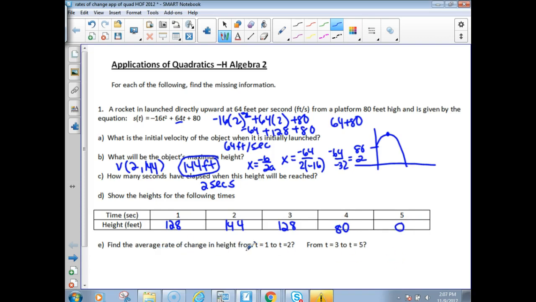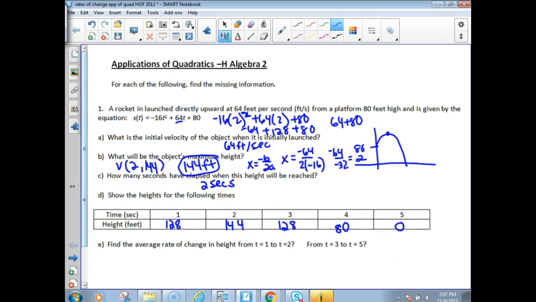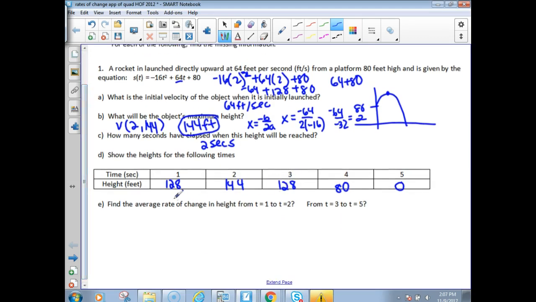Okay, find the average rate of change in height. This is what's new right here. None of the rest had been new. The average rate of change in height from 1 to 2. All right, that would be y2 minus y1 over x2 minus x1, just like you did slopes back in Algebra 1.